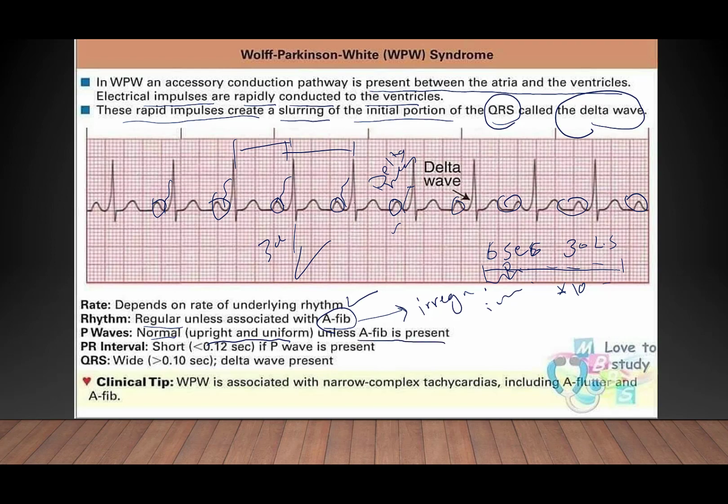PR interval is short. Why? Because normally the PR interval is about 3 to 5 small squares, or what we call 1 large square. But here, if you look at this one, this is P, and this PR interval is short, less than 0.12 seconds. If P wave is present, QRS is wide. If you look, QRS is wide in Wolff-Parkinson-White syndrome, more than 0.10 seconds. Delta wave present.